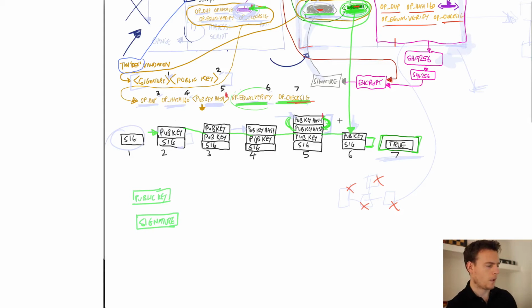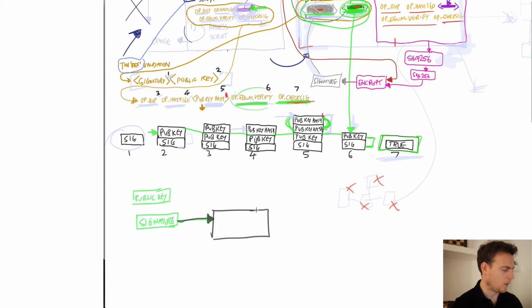So all we do is we take the signature, right? Let's go for a darker color. Take the signature, and we're going to decrypt it with the public key. So decrypt. And the output of this is going to be a hash, right? That's how signatures work, because the signature itself, if you remember, was created by encrypting a hash.